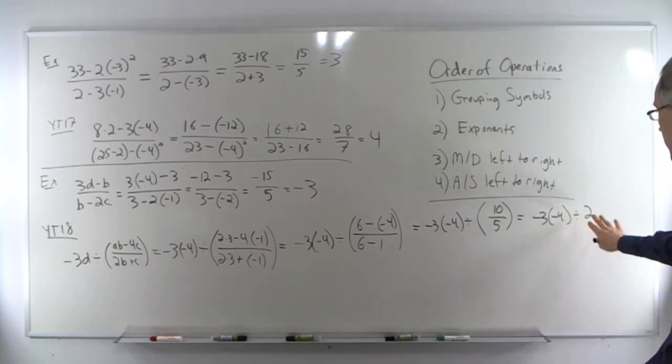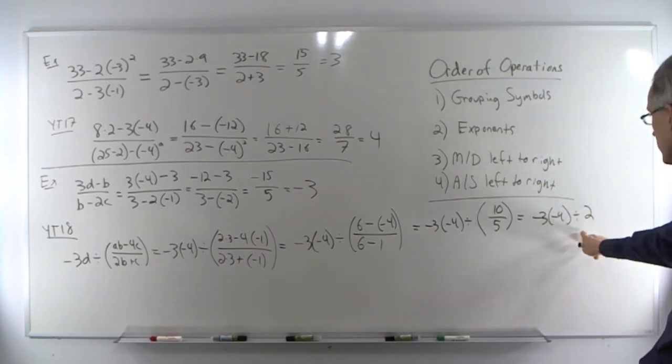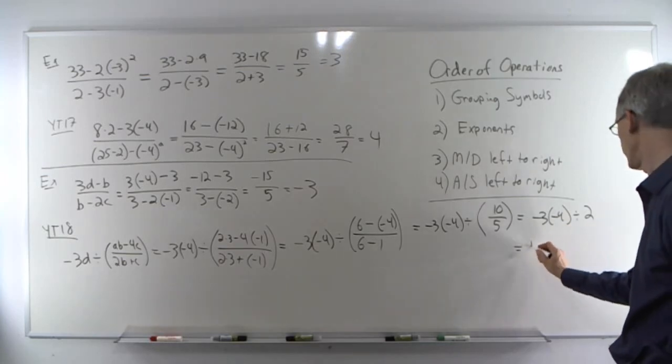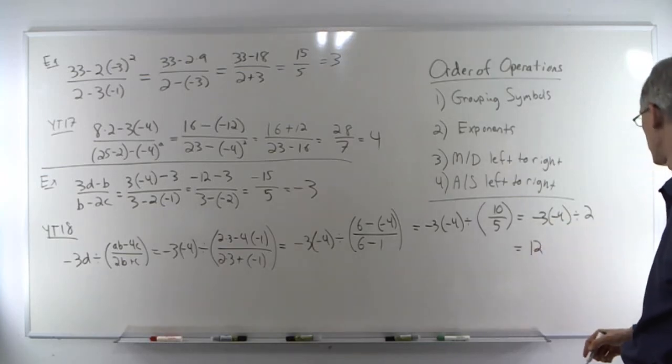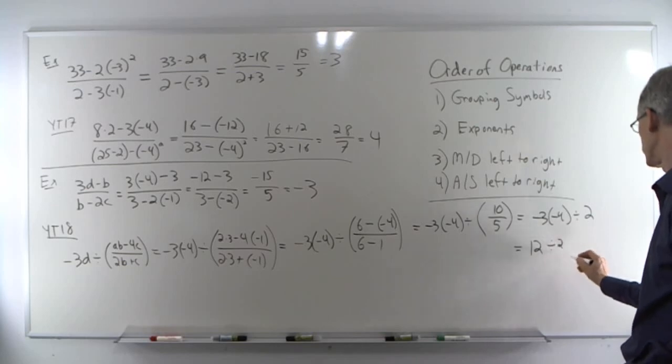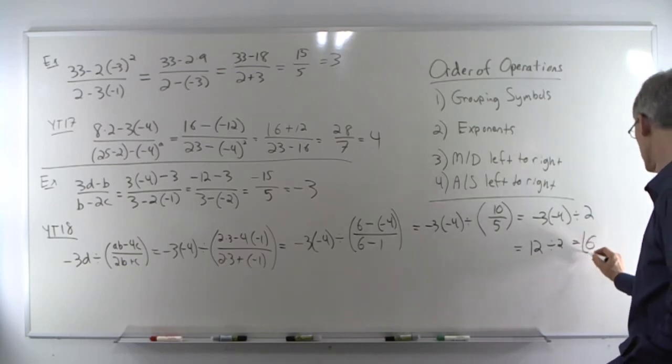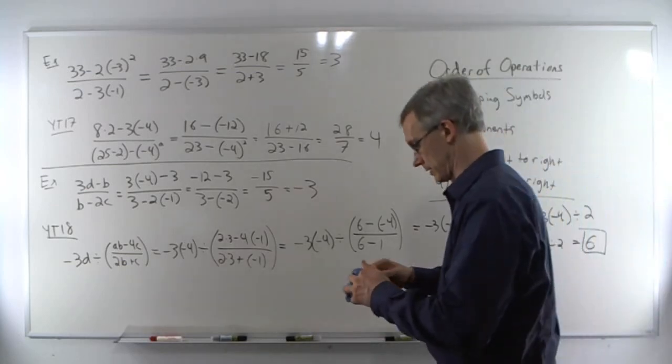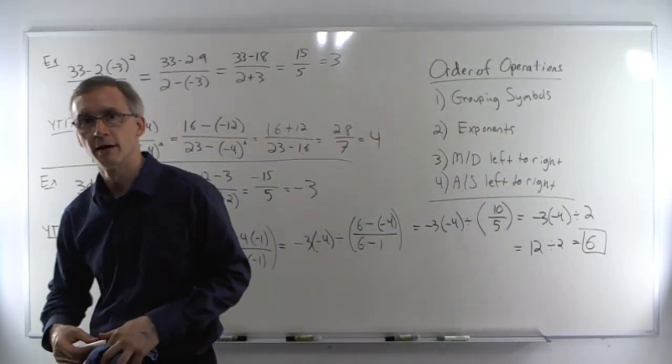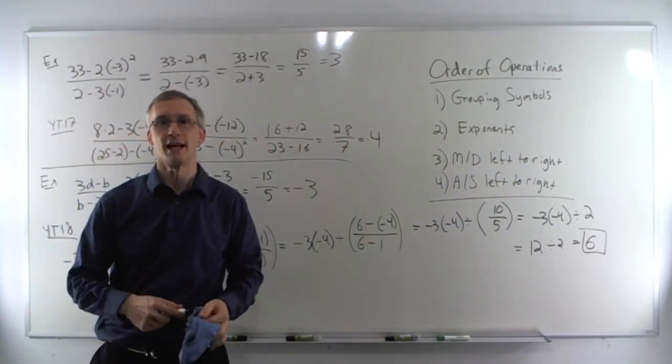All right, now we're down to a single statement here. So we got negative 3 times negative 4 is 12. Positive 12, because negative times negative is positive. Divided by 2, and that gives us 6. That was a long one. That's the end of the lesson.